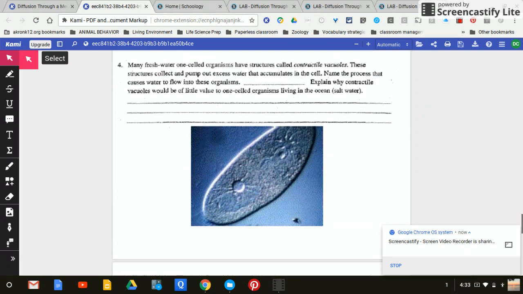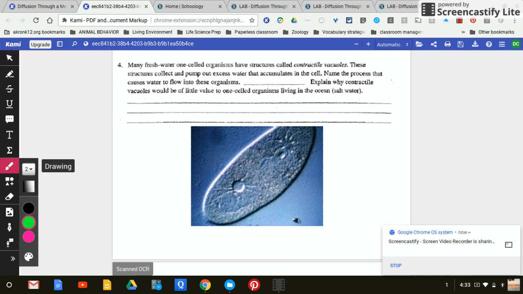Okay, this one is kind of cool. It says many freshwater one-celled organisms have structures called contractile vacuoles. And actually the picture right here is showing you a contractile vacuole. And these things work like little pumps, and they pump out excess water that diffuses into their cells.